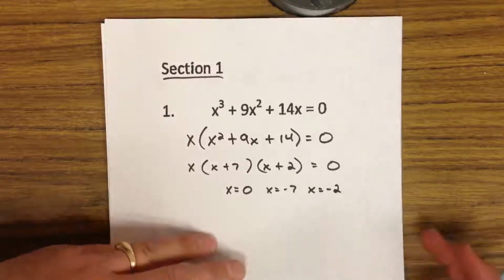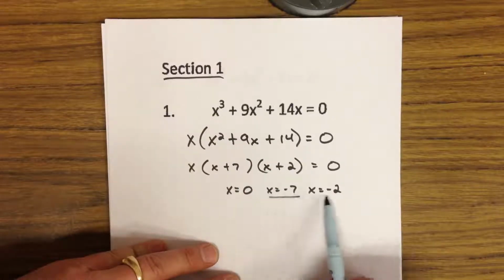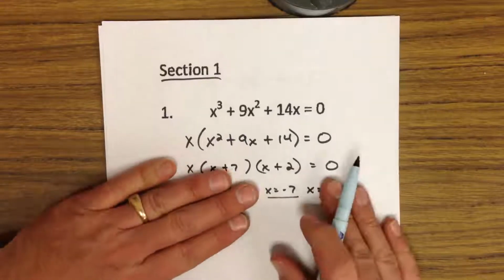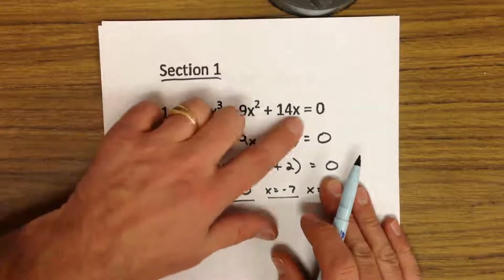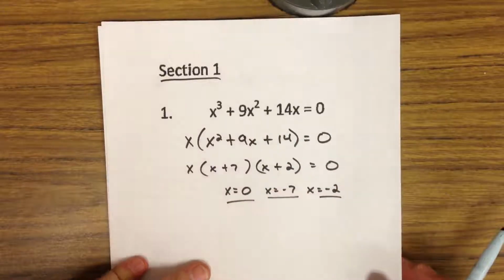And we didn't talk about this too much in class, but you can plug all three of these back in, one at a time. Plug in negative 7 every place there's an x, and you should get 0. So you can check your work too.